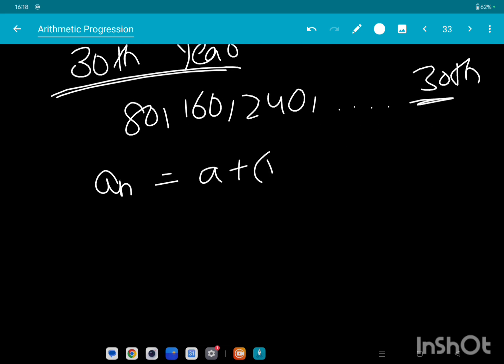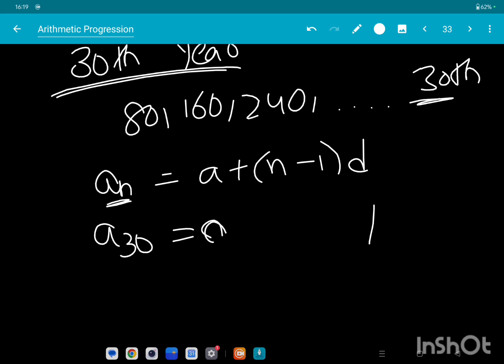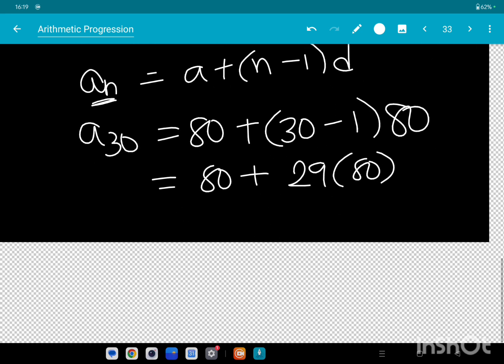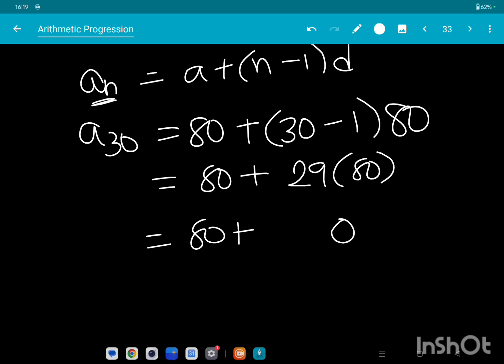An is equal to A plus (n minus 1) into D. Here we will place the 30th term. A30 is equal to, what is the A value here? 80. A value is 80 plus (n means 30 minus 1) into D, the common difference, which is 80. Now 80 plus 29 into 80. 9 2s are 18, 8 2s are 16, 16 plus 7, 23. 80 plus 2320, which is 2400.